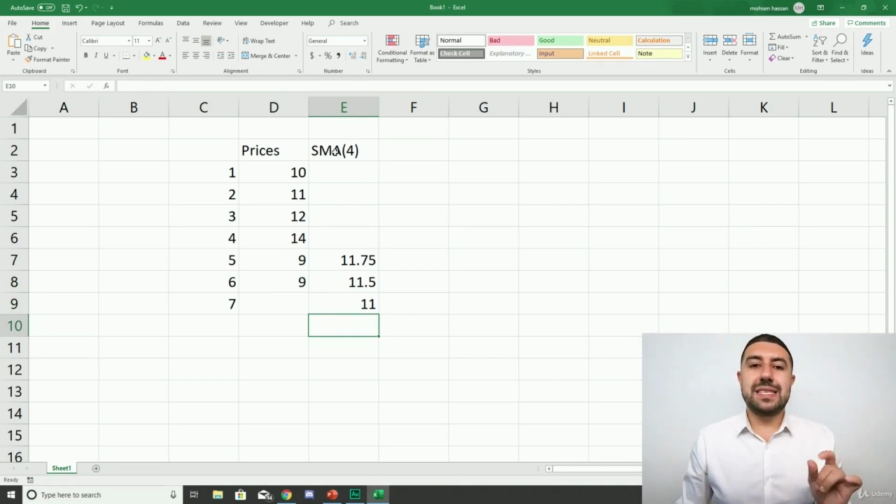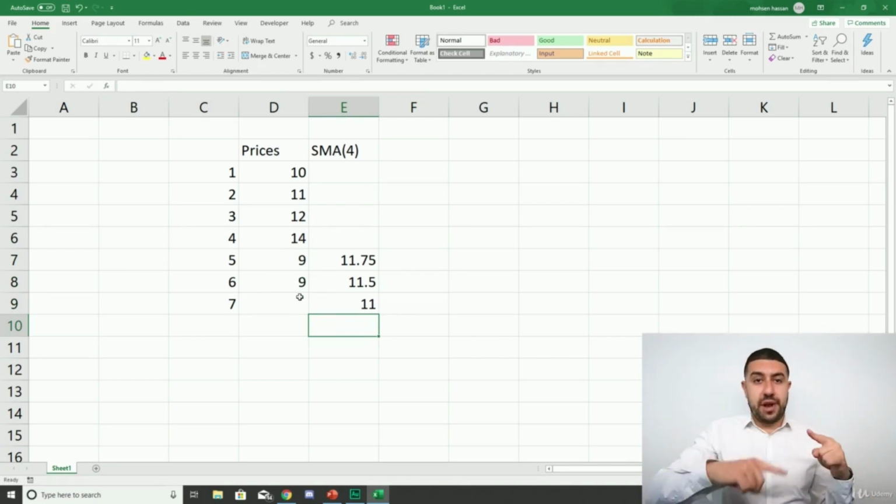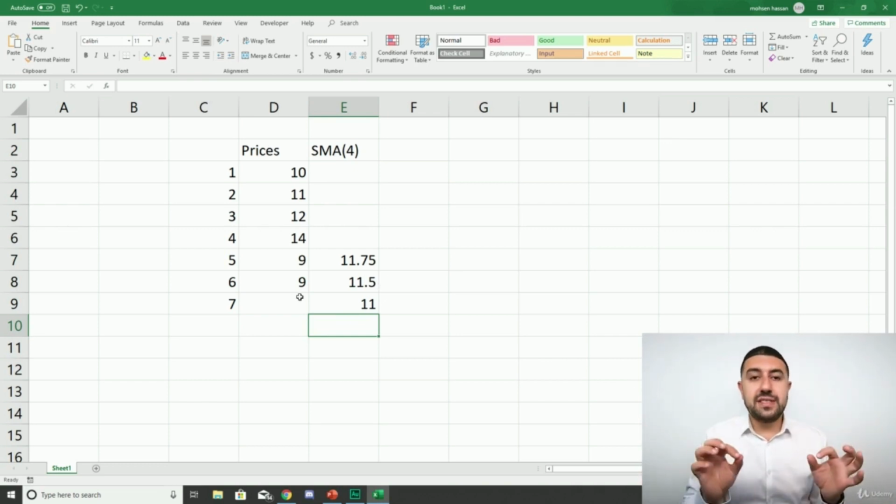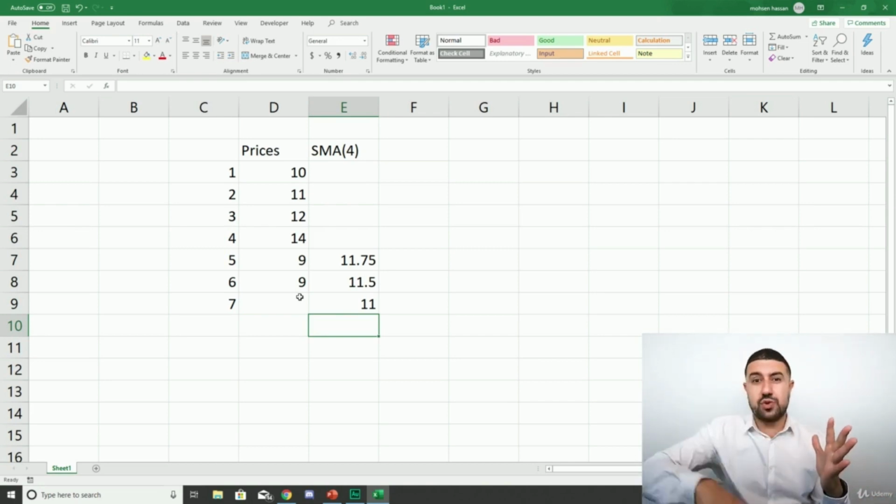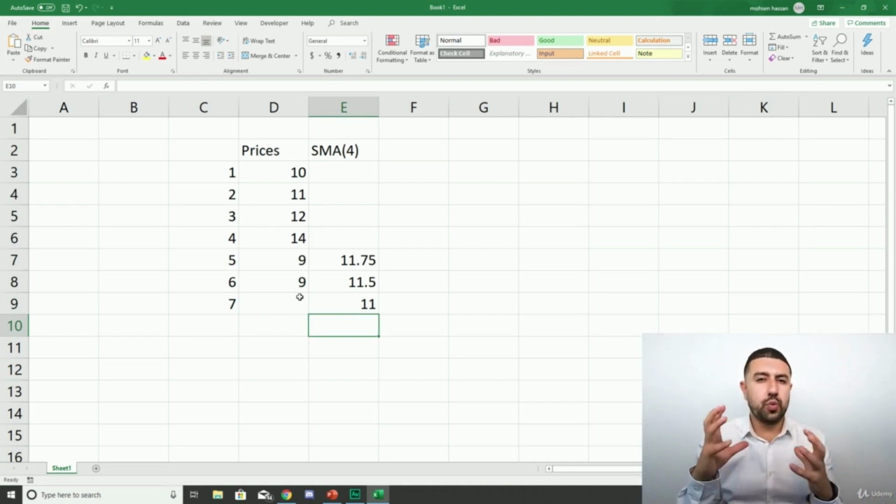So what the simple moving average does is it takes prices and it does an average of the last X periods. And what that does is it removes the noise. So if something is really moving wildly, you don't want to see all this noise.